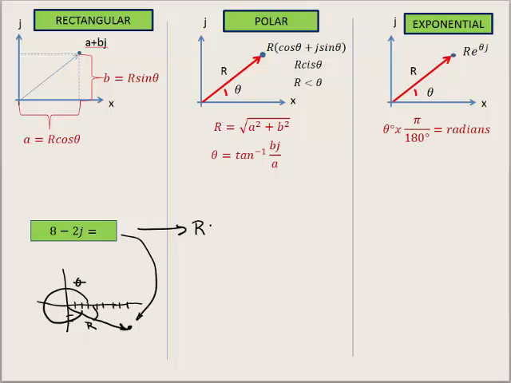So how do we find r? R equals the square root of 8 squared plus 2j squared. Now it doesn't matter whether this is negative or positive because it gets squared, right? Okay. And that should come out 8.24. So theta then is the inverse tan of the rise.